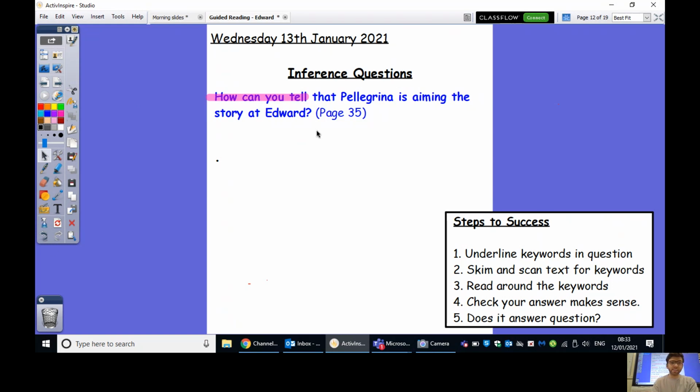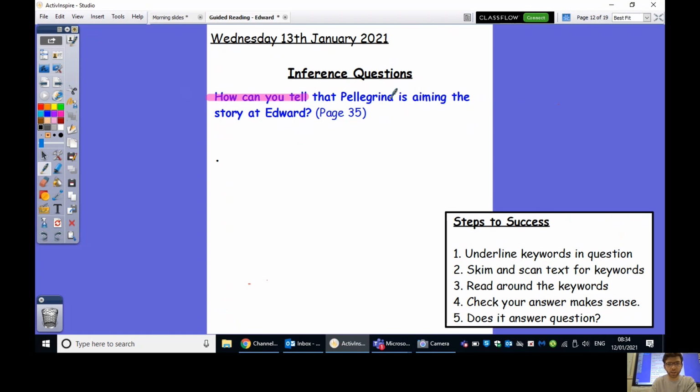So we're going to follow our steps to success just like usual. So number 1, we're going to underline the key words in the question. Now, these are the things that we're really looking for in page 35 that are going to give us some information to answer this question. So our key words, I would say, if we're going through. So Pellegrina, she's definitely going to be a key part of this. However, I would say that as she's the one reading the story, her name's going to come up quite a lot. She's almost the main character in this particular chapter.